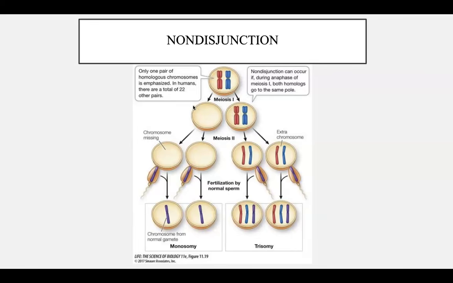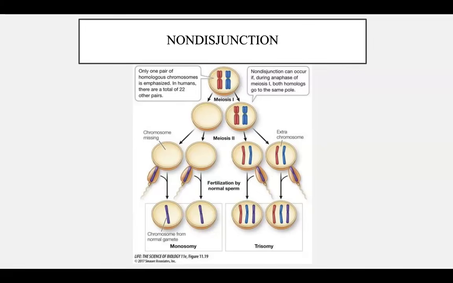So now you have aneuploidy, where one of your daughter cells has essentially none of the chromosomes. Another of your daughter cells has greater chromosomes, an extra chromosome. So after fertilization of that cell, in the monosomy you have half the chromosomes. In a trisomy, you have an extra chromosome.